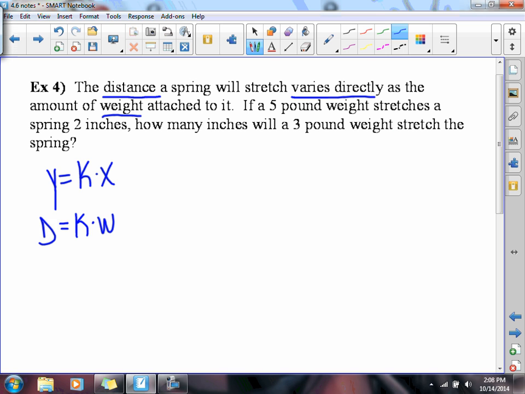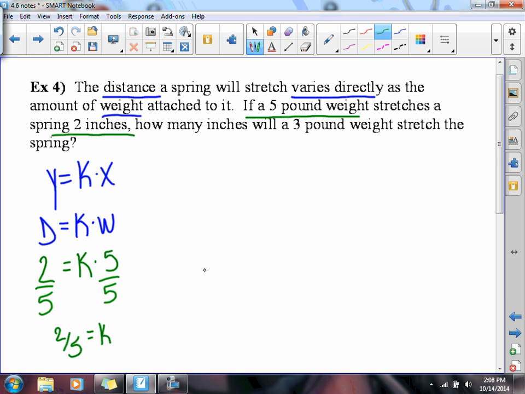Okay, so now that I have that equation, my second sentence tells me what to substitute in. If we have a 5-pound weight and it stretches the spring 2 inches, okay, so I'm going to stop right there. I'm going to take this equation and I'm going to substitute some stuff into it. The 5-pound weight, that's how much weight we had. K is going to be K, that's what we're going to find. And it stretches it 2 inches. That's my distance. So now I'm going to solve this for K. So 2 over 5 is my value for K.